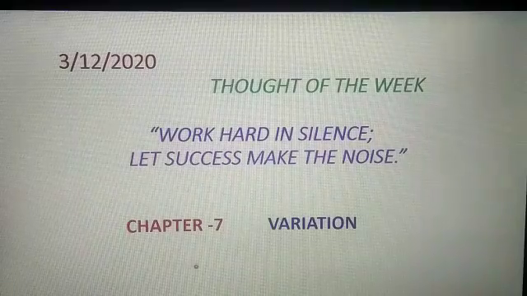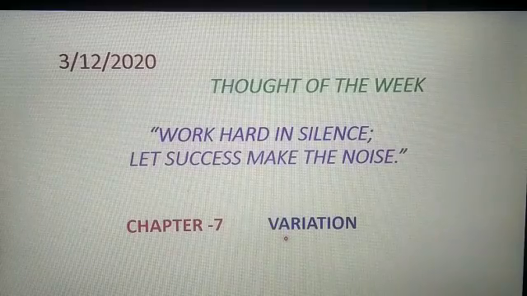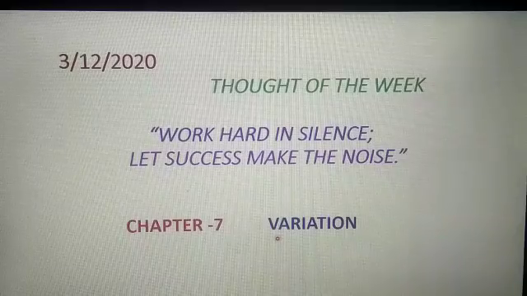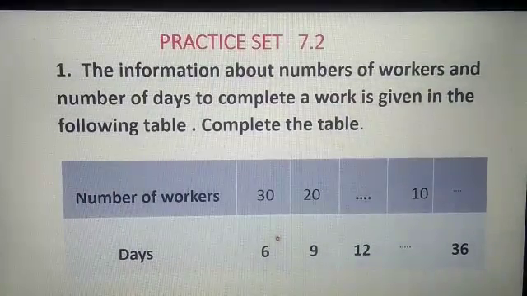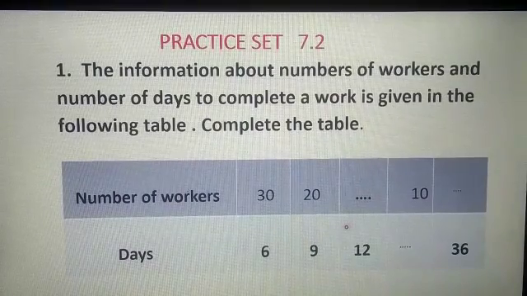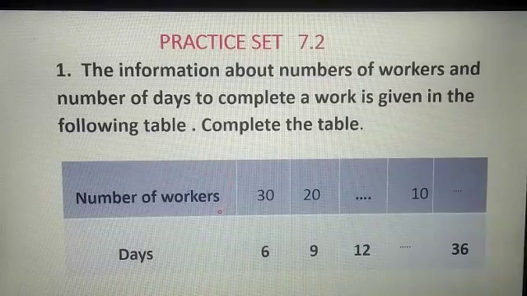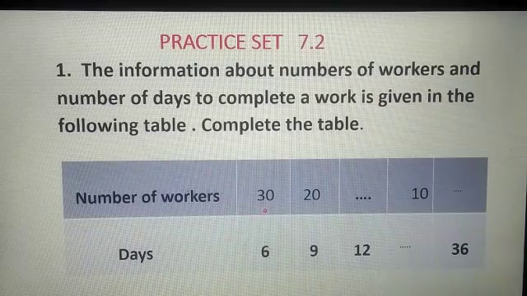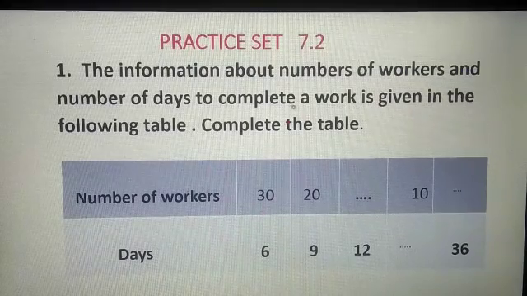Children, we had earlier two videos. I have sent 2 to 3 videos of variation, and we have already started inverse variation. In the last video we have seen some examples before practice set 7.2. Inverse variation means the product of the first quantity and second quantity will come as a constant. So let us see practice set 7.2.